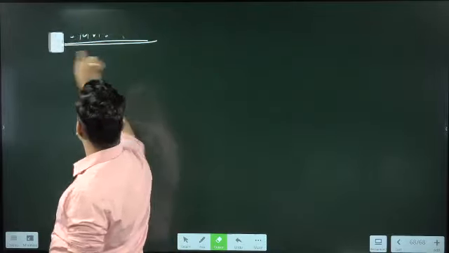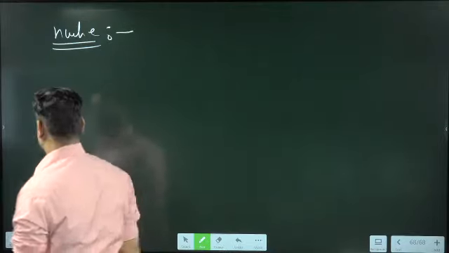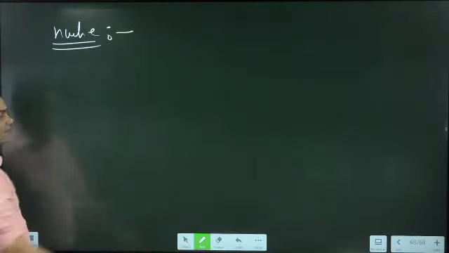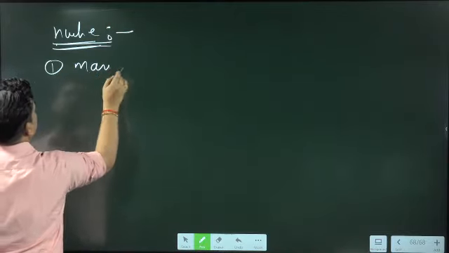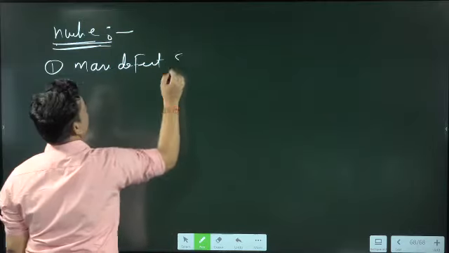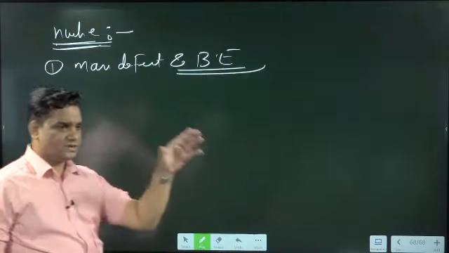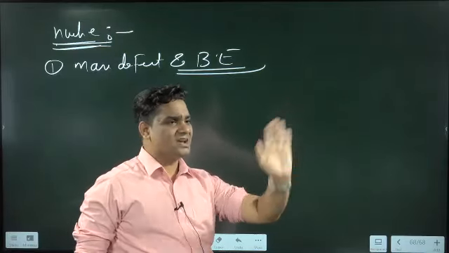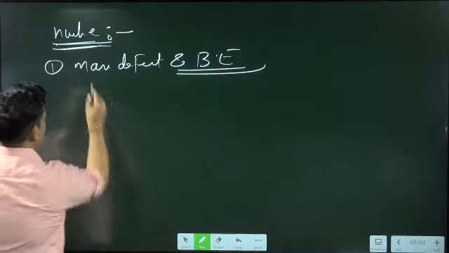Okay, in the polarization, first I can take some questions from the nuclei. Then I will be coming to the polarization. Listen, in the nuclei, first, questions are related to your mass defect and binding energy. Second is radioactivity questions, and third is the graphical question. So we can say mass defect and binding energy.